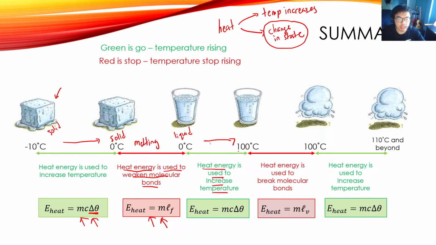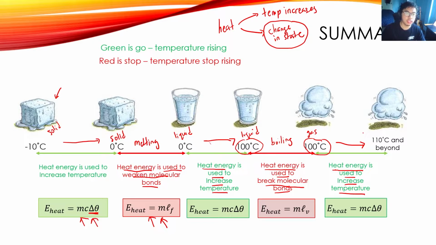Once it has reached its boiling point, this is when the substance is liquid, and then it undergoes boiling. Everything then becomes gas at the end of it. So during boiling, heat energy is used to overcome or weaken the molecular bonds so that the molecules can be further apart from each other. And then once everything has become gas, the temperature continues to rise. And in this case, again, heat energy is used to increase the temperature. So you can see the usage of the heat energy changes from increasing temperature, to weakening the molecular bonds, then increasing temperature again, then weakening the molecular bonds again, and then increasing temperature. So this is what it looks like.